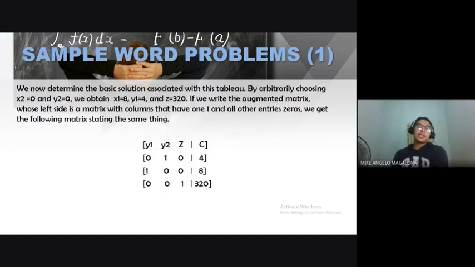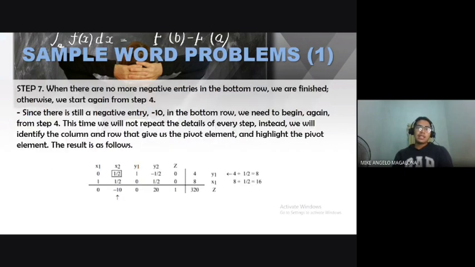We now determine the basic solution associated with this tableau. By arbitrarily choosing x sub 2 equal to 0 and y sub 2 equal to 0, we obtain x sub 1 equal to 8, y sub 1 equal to 4, and z equal to 320. If we rewrite the augmented matrix, whose left side is a matrix with columns that have 1 and all other entries zeros, we get the following matrix stating the same thing. In step 7, when there are no more negative entries in the bottom row, we are finished. Otherwise, we start again from step 4.